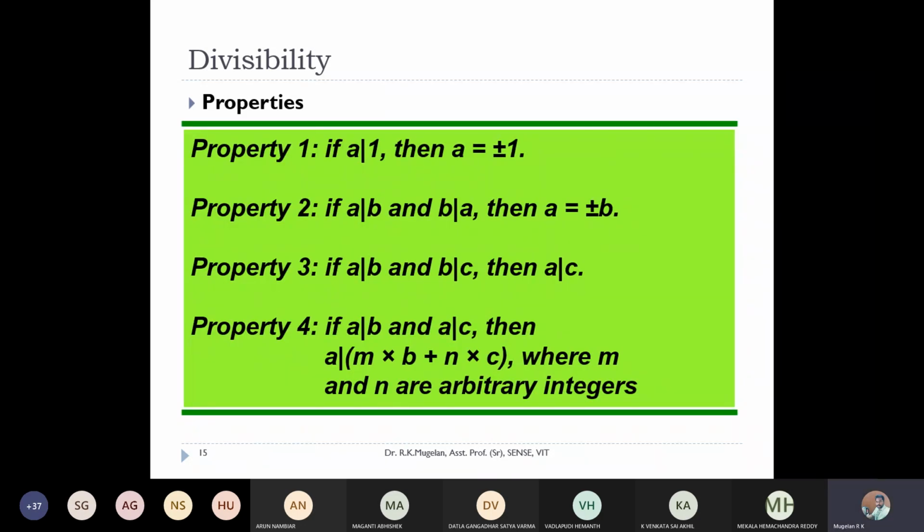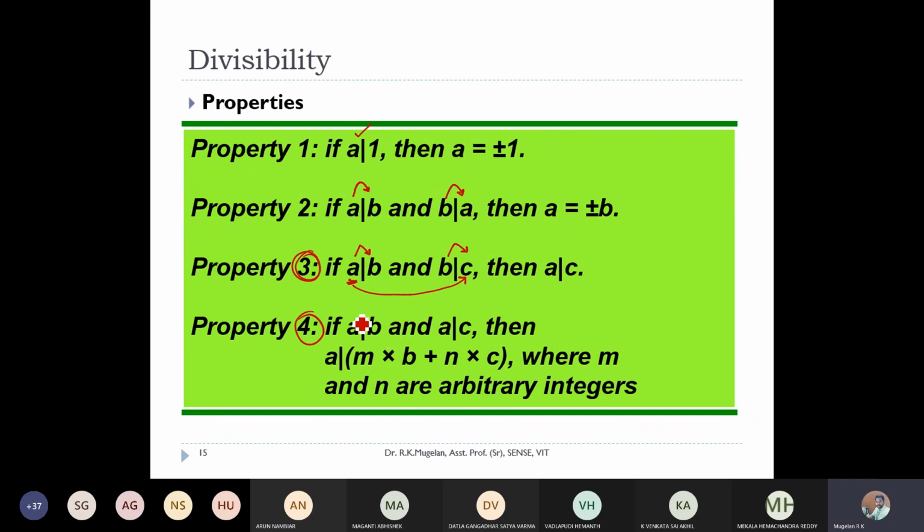What are the properties of this divisibility rule? First, if a is perfectly divisible by 1, then a will always be plus or minus 1. Second property: if a divides b perfectly and b also divides a perfectly, then a will be equal to plus or minus b. The third property: if a divides b perfectly and b divides c perfectly, then a will also divide c perfectly.